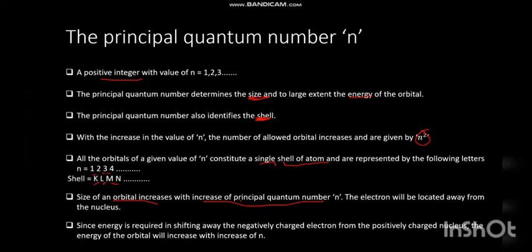Since energy is required in shifting the negatively charged electron away from the positively charged nucleus, the energy of the orbital will increase with the increased value of n. So orbital size increases with the increase in n, and also the energy of the orbital will increase with the increase in the value of n. These are the main points regarding the principal quantum number.